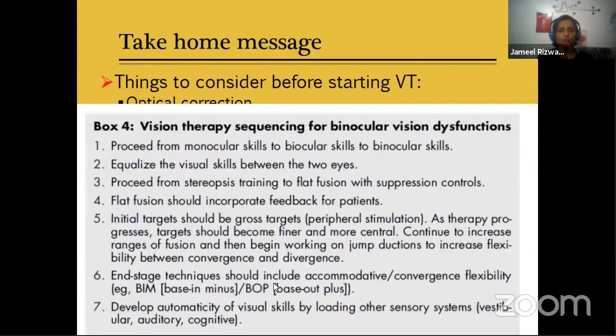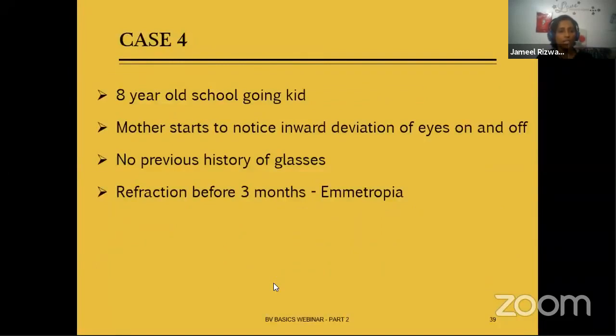Okay. Now, this is a case that I didn't discuss last time, but I thought this is very, very essential to the current scenario. I am very sure, my intuition tells me, that all of us are going to be seeing this kind of patients the moment we open our clinics. So that's why I'm bringing in this case.